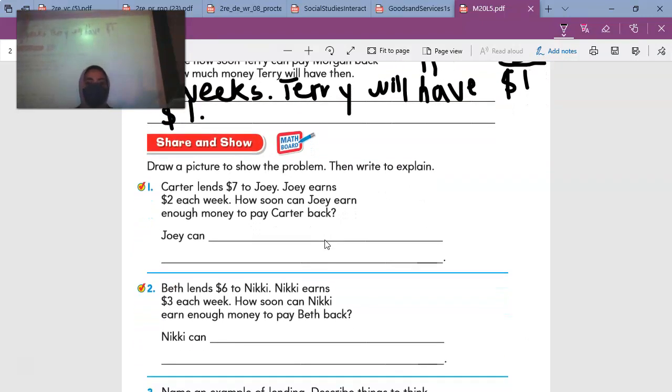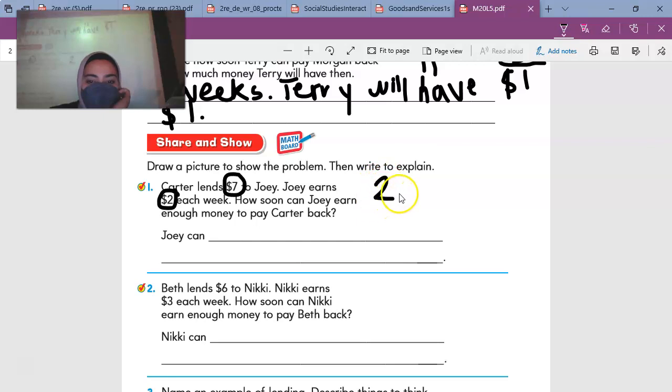Draw a picture to show the problem, then write to explain. Carter lends $7 to Joey. Joey earns $2 each week. How soon can Joey earn enough money to pay Carter back? Well, how much money did Joey borrow from Carter? He borrowed $7. How long will it take Joey to pay him back?